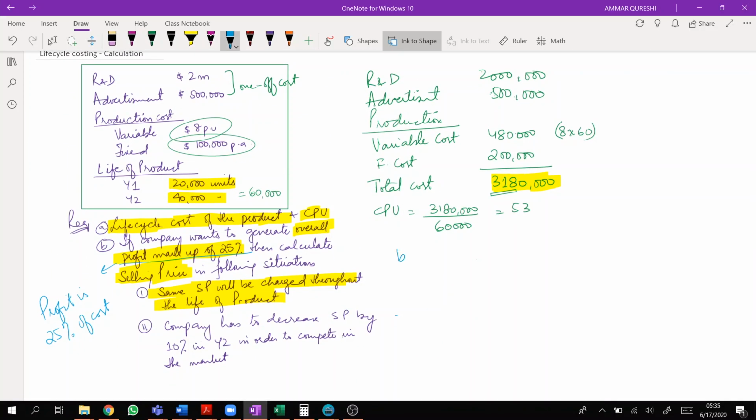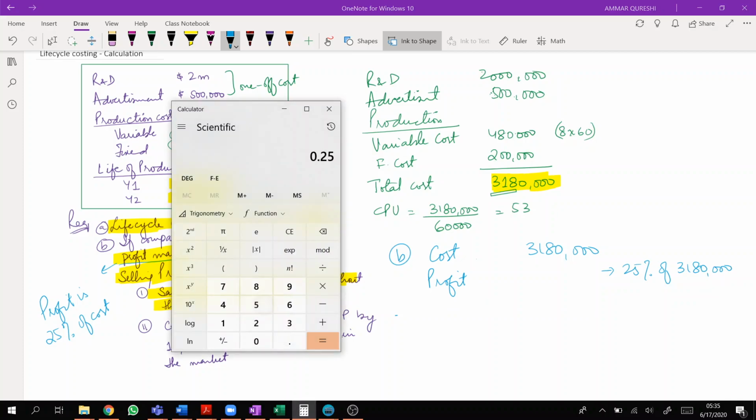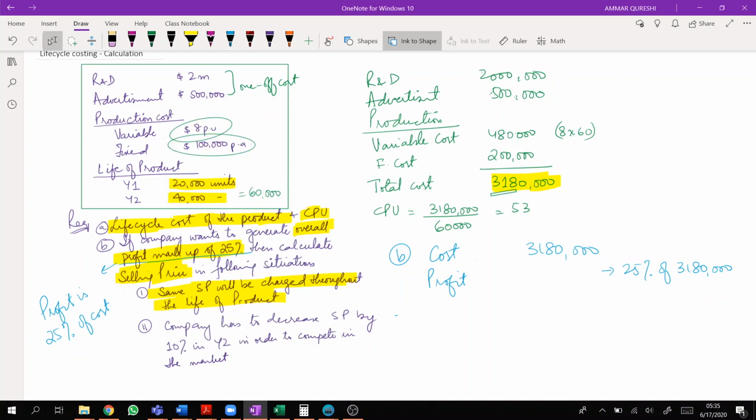In B part, what is the requirement? Requirement says that you have to calculate 25% markup, right? So cost is what? Cost is 3,180,000, right? And what will be the profit? Profit will be 25% on this cost. So 25% of 3,180,000 is 795,000. So company has to generate a profit of 795,000.